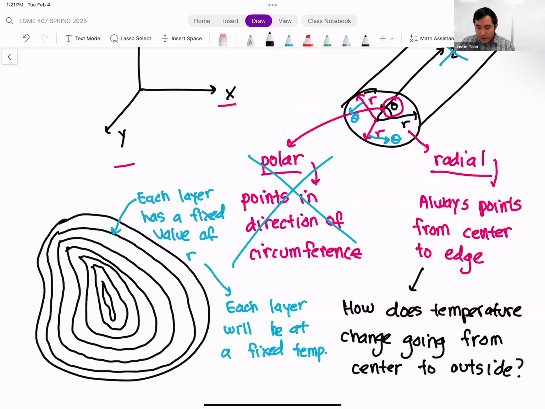Okay. So that was just a recap from last time. Are there any questions on this? Okay. All right. So let's jump right into an example.